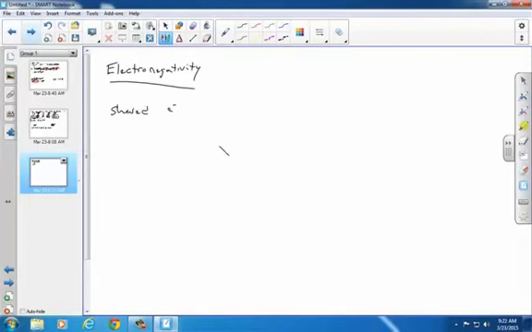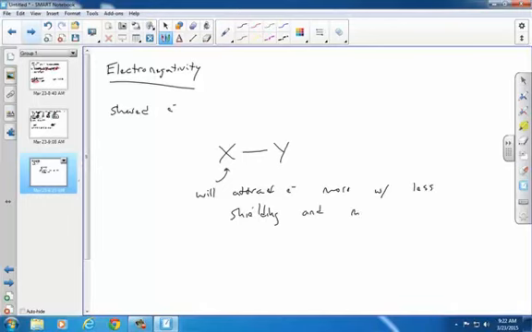So if we're looking at an atom, we're talking about electrons it might be sharing with another atom in a bond, a covalent bond. It could be a single bond, double bond, or triple bond. The factors that affect this: it will attract electrons more with less shielding and more protons. So it's the same factors that affect the size and in the same order.